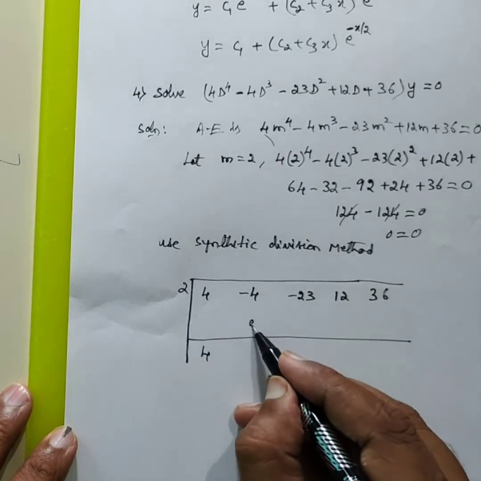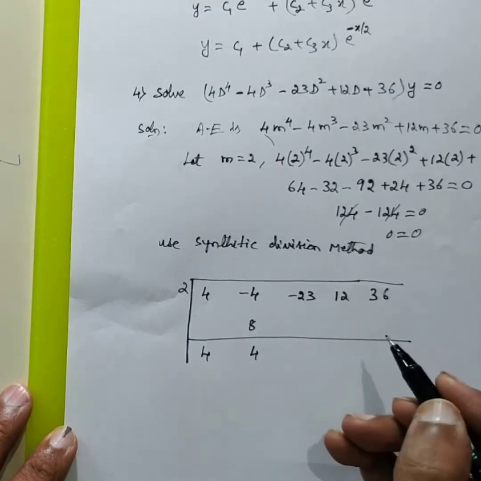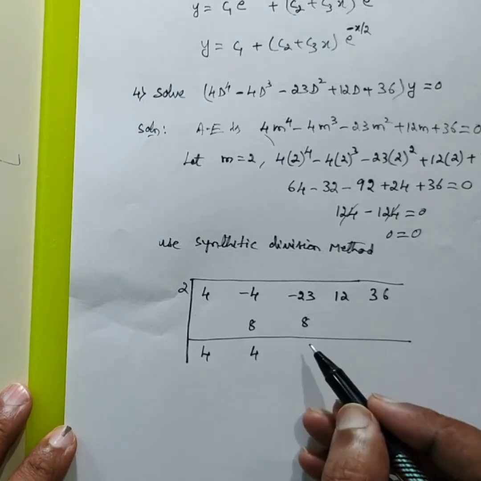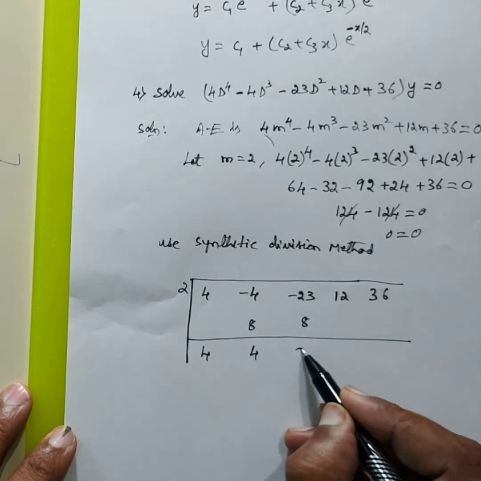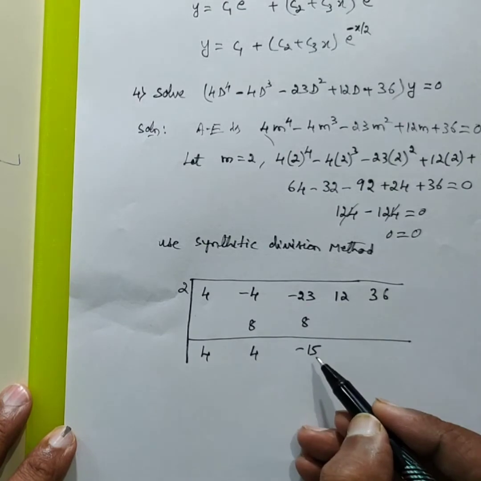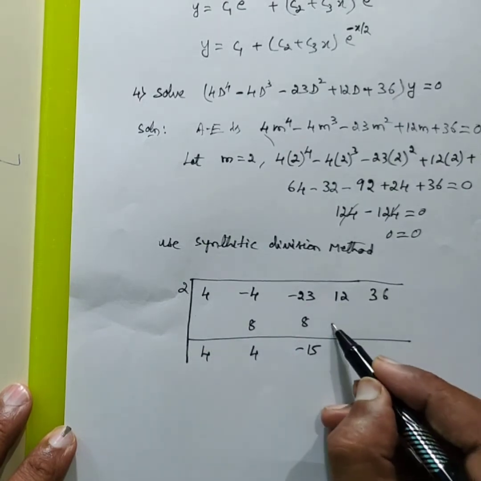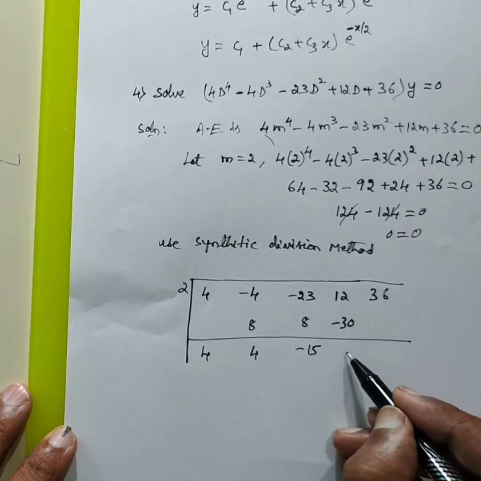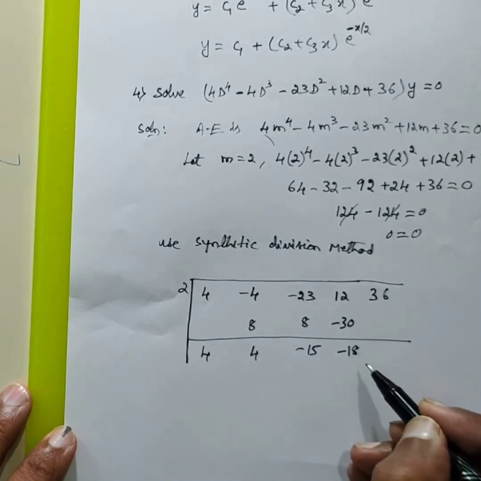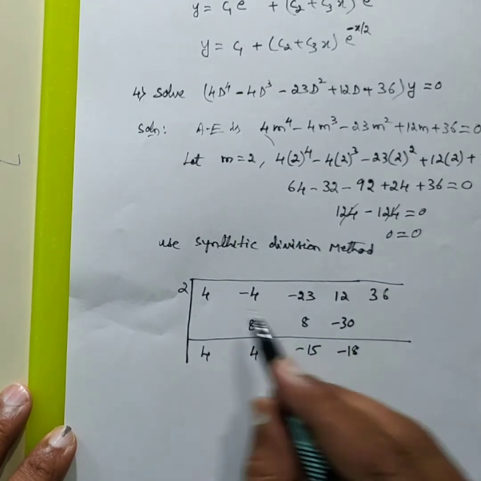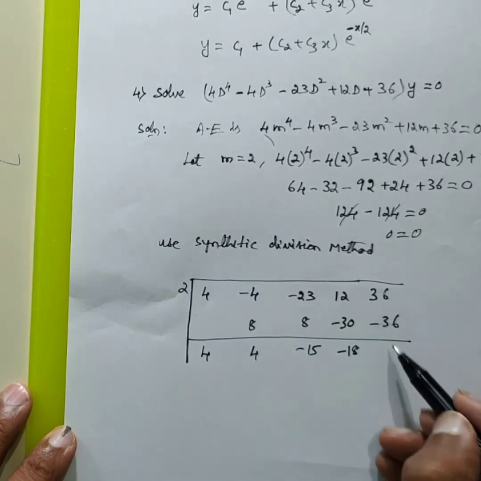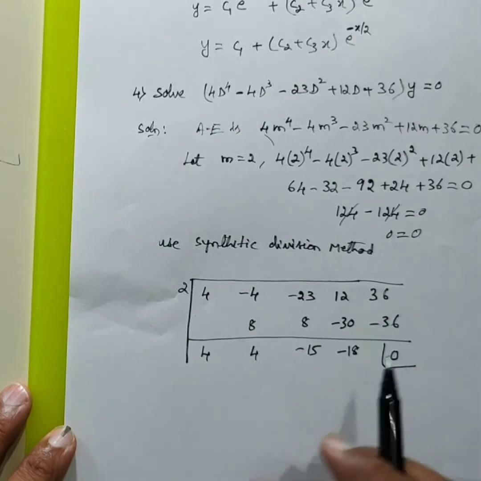Write down this 4 as it is. 4 times 2 will be 8. So 8 minus 4 will be 4. 4 times 2 will be 8. So minus 23 plus 8 will be minus 15. Then minus 15 times 2 will be minus 30. So minus 30 plus 12 will be minus 18. And minus 18 times 2 will be minus 36. So plus 36 minus 36 will become 0.